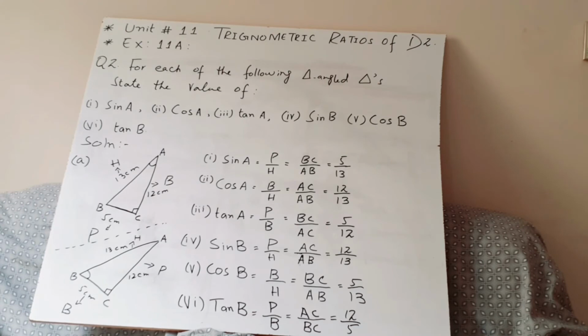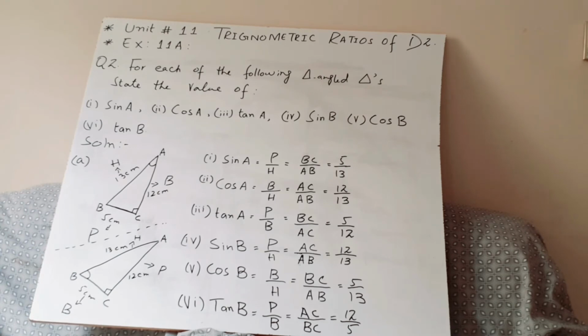Now move on to the fourth part, sine B. Okay, for this, now they are asking about sine B. In this part, they are saying that it is the same right angle triangle, but they are taking the acute angle at B.